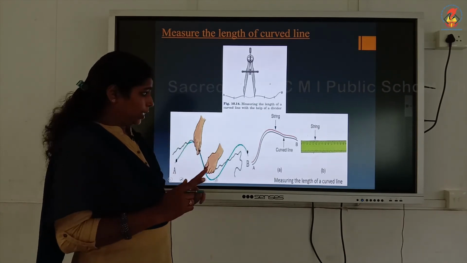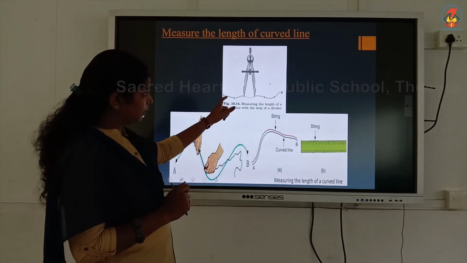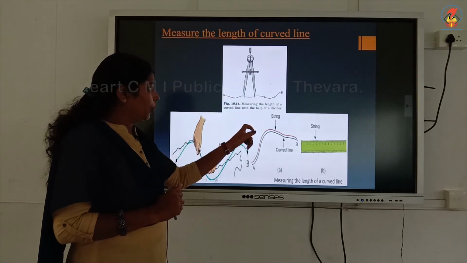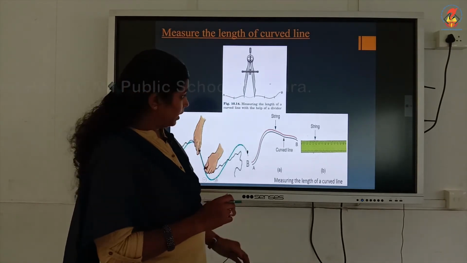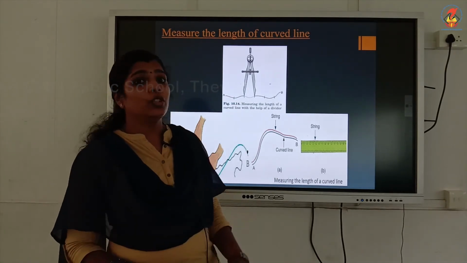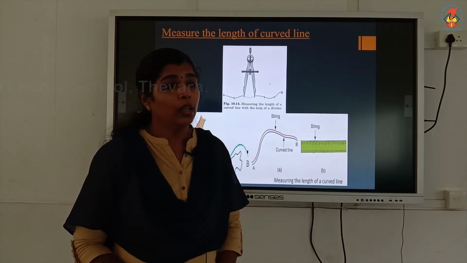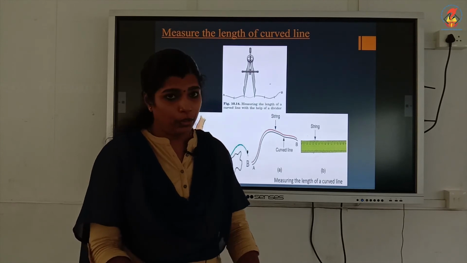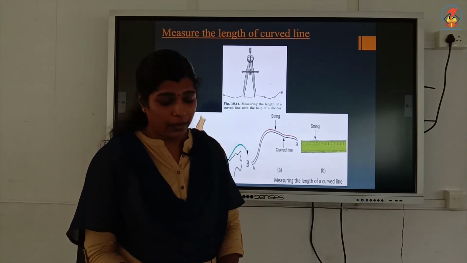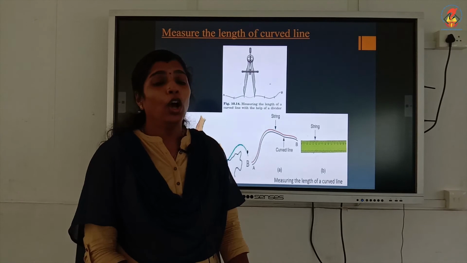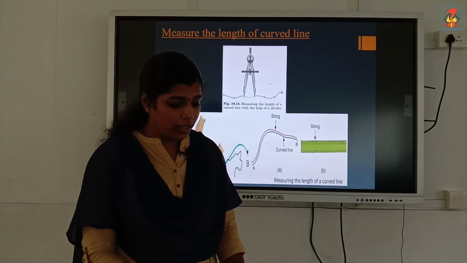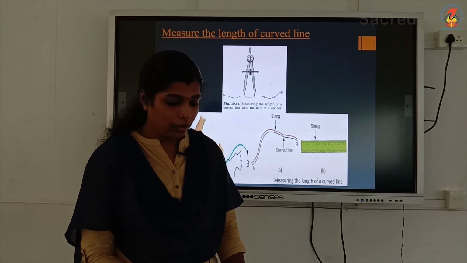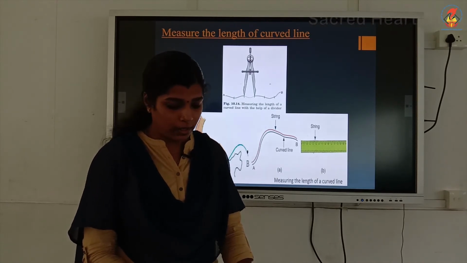One method is to divide the curved line equally and measure it with the help of a divider. We will measure the length using a divider, that is, open out a divider so that its legs are a small distance apart, for example 5 millimeter.